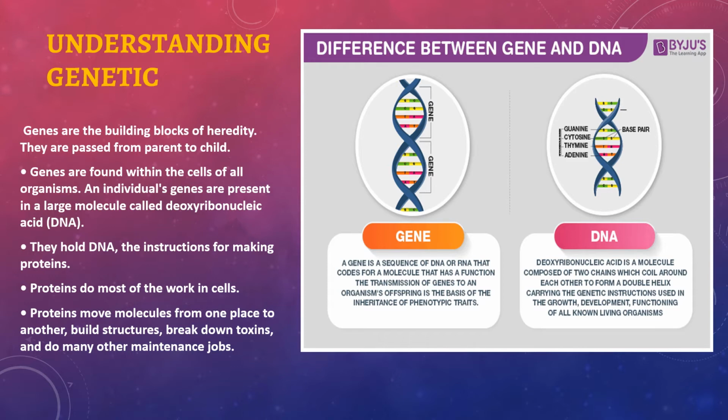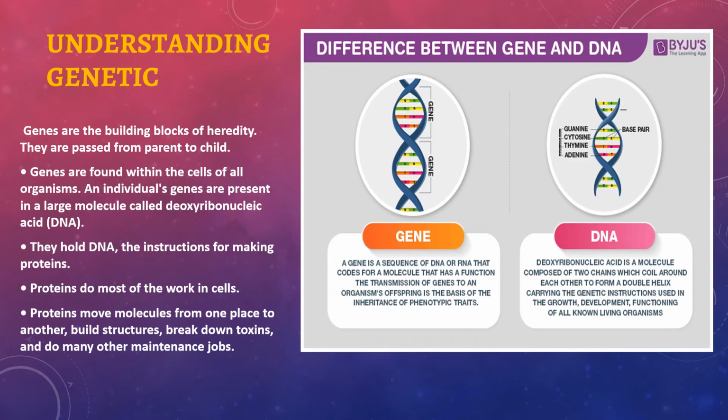And here there's a picture of DNA, where the full form is deoxyribonucleic acid. It is a molecule composed of two chains which coil around each other to form a double helix, carrying the genetic instructions used in the growth, development, and functioning of all living organisms. These are the two chains, and inside the two chains we have the base pairs. These bases are known as guanine, cytosine, thymine, and adenine.